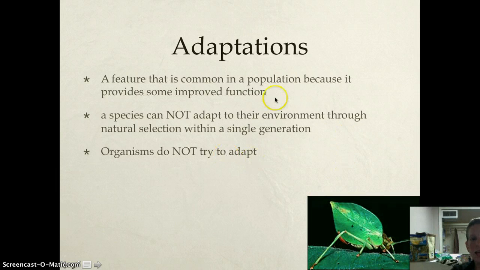That concept ties into the idea that adaptation doesn't happen within a single generation. You cannot have evolution occur in one generation. That would just be magic. Like I said before, this bug doesn't just think to itself, oh, I really want to look like a leaf, and then poof. That would be magic, and that doesn't happen.